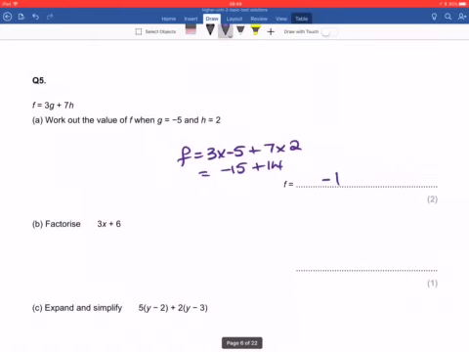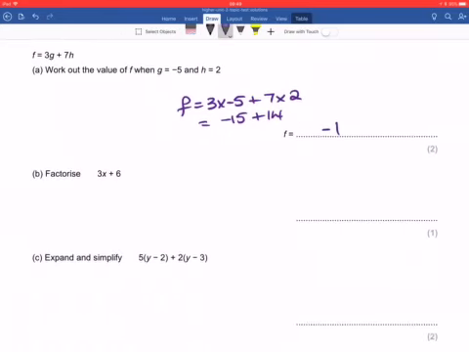Factorise, nice simple one here. Highest common factor of 3 and 6 is 3, so I'm left with 3 times x, and 3 times 2 gives me 6.